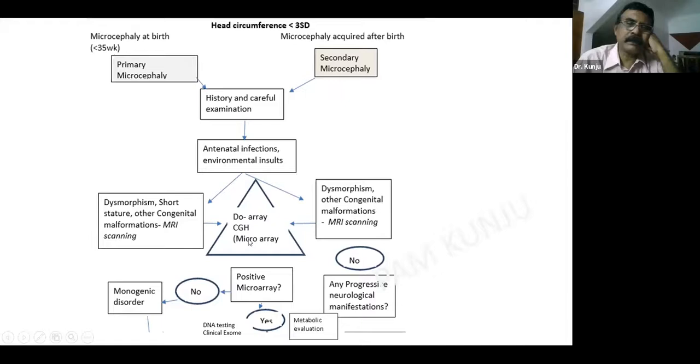And suppose you have done a microarray and it is negative. In that case, because it is a monogenic disorder, DNA testing for a mutation by clinical exome sequencing has to be done. And similarly, if there are progressive neurological manifestations with evidence of a metabolic disorder, a metabolic evaluation is to be done. This is the complete evaluation, where we can investigate infections and other things in that manner. Okay.